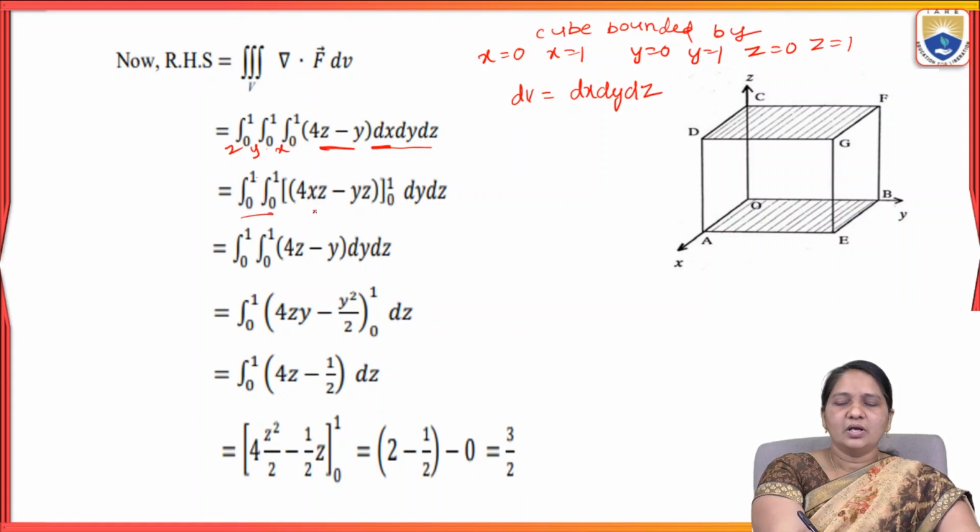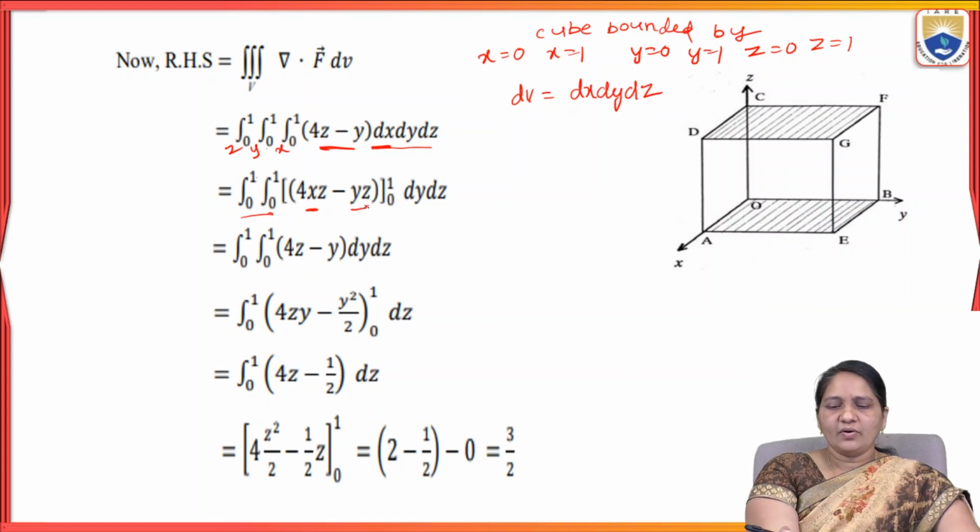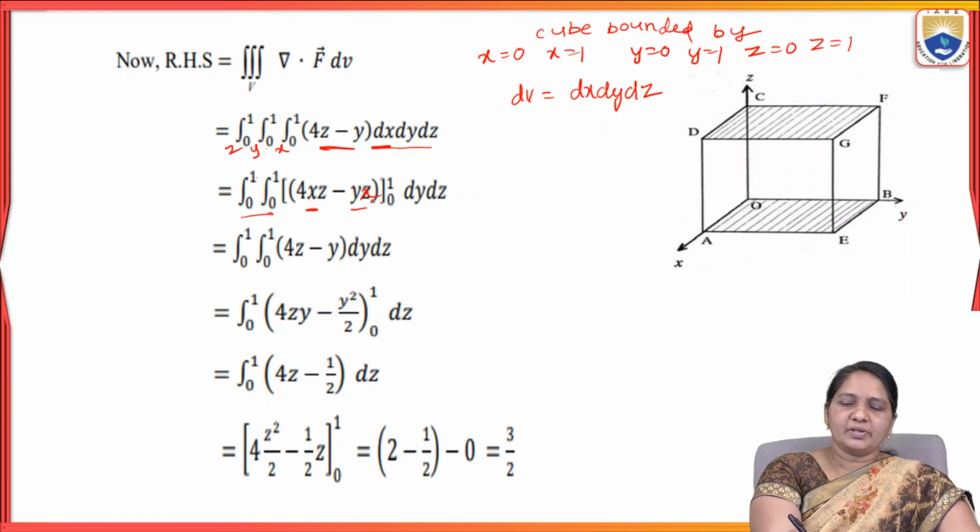So 4z into integral dx is x. Here y into integral dx is x. So in place of x we are going to replace the limits now. So 4z into 1 minus 0, y into 1 minus 0. Finally we got 4z minus y.